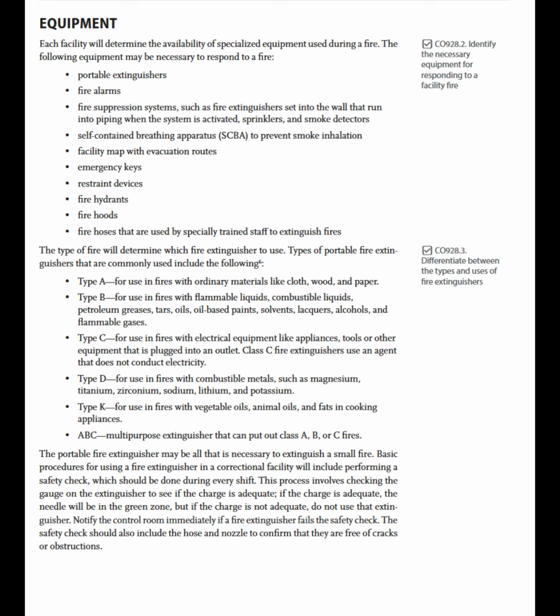The portable fire extinguisher may be all that is necessary to extinguish a small fire. Basic procedures for using a fire extinguisher in a correctional facility will include performing a safety check, which should be done during every shift. This process involves checking the gauge on the extinguisher to see if the charge is adequate. If the charge is adequate, the needle will be in the green zone, but if the charge is not adequate, do not use that extinguisher.